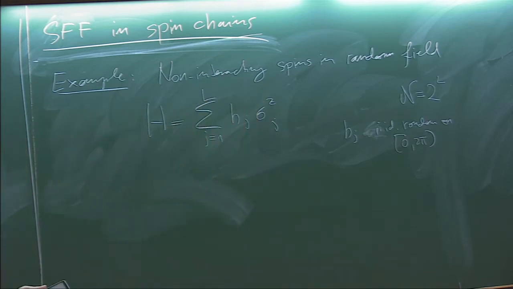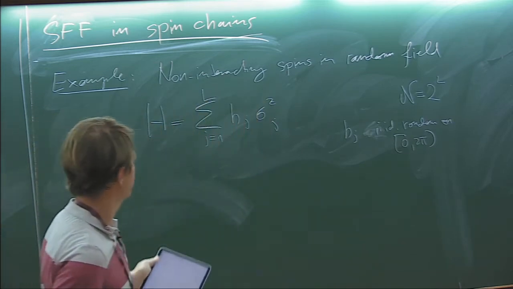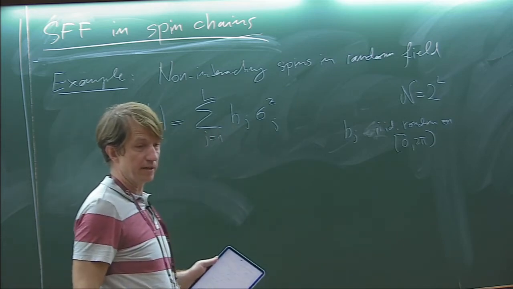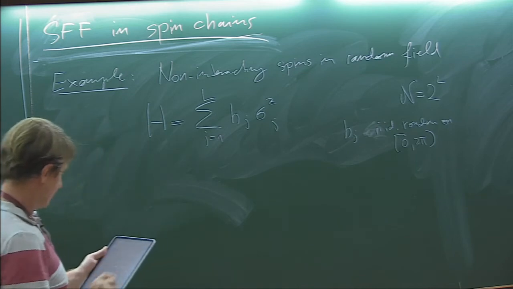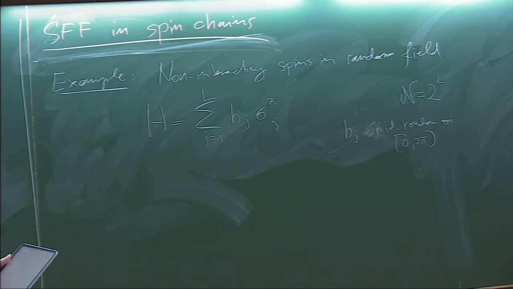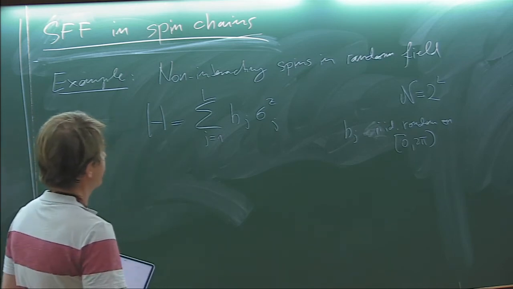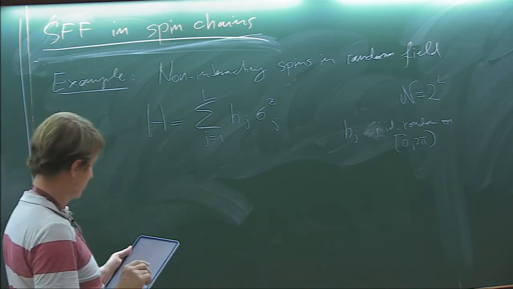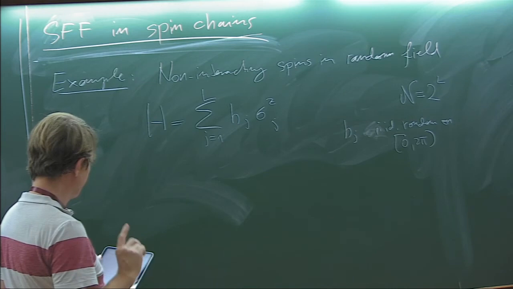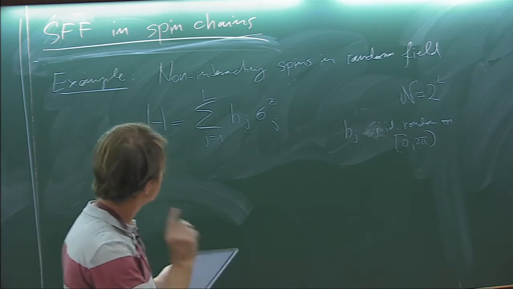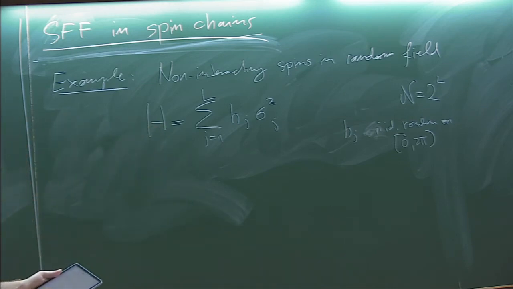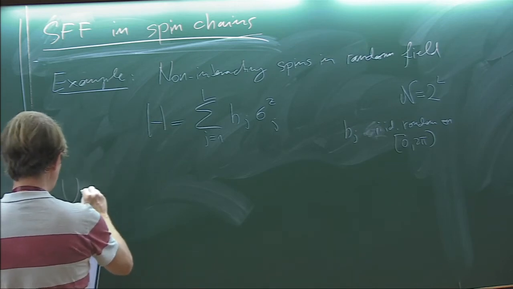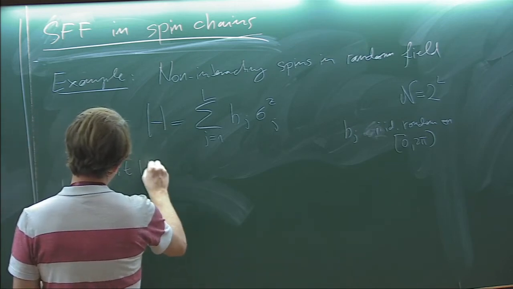Actually, my result, if you think of it in the thermodynamic limit, doesn't really depend on the distribution of this magnetic field, but to make this calculation simple, let's take this. Our time could be continuous, but to make life simple, let's think of this as a Floquet system. Let's just take a stroboscopic map, so time is still an integer. So now U is e to the minus i H.